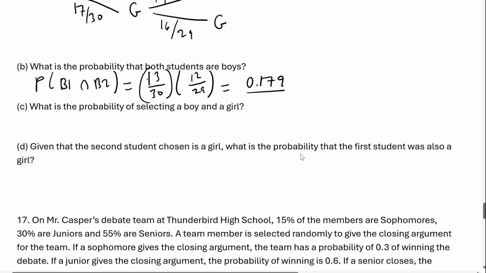What's the probability of selecting a boy and a girl? So now if you select a boy and a girl, that means you can have a boy for the first one and a girl, right?